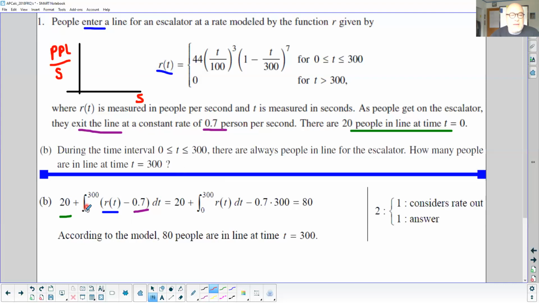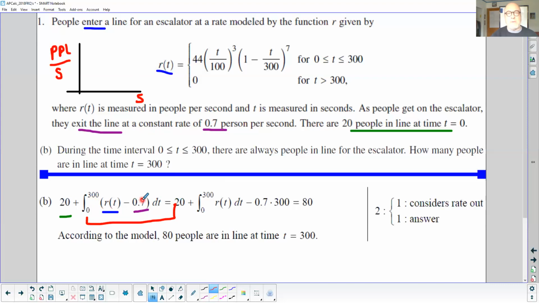So if you take an integral of the rate in minus the rate out, a very common rate question, then this whole piece right here is going to give you the total people that entered that line total, when they got on the escalator, I should say. That's keeping track of the people getting on, taking away the people that are getting off.